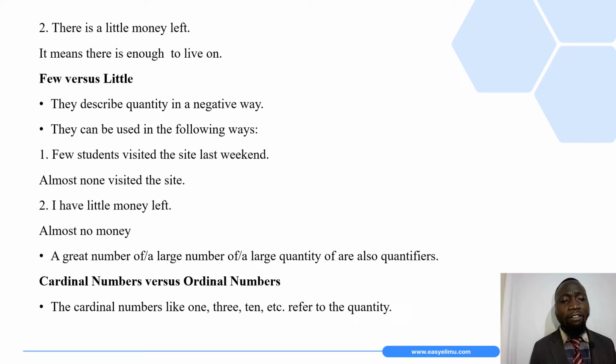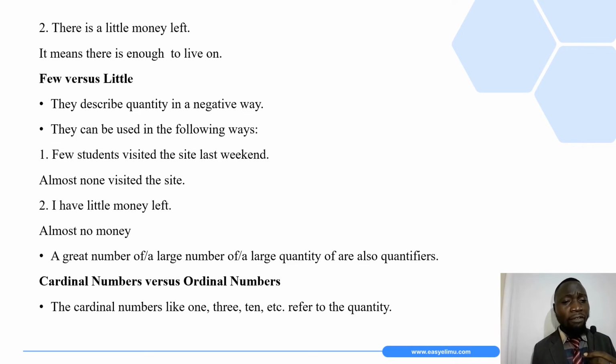And again, if I say that I have little money left, then there is almost no money. Probably I'm left with 20 shillings that cannot sustain me. So here we talk about things that are almost not there. And again, I repeat, that is why they describe quantity in a negative way. So there are a few examples here in sentences that can help you understand this better.